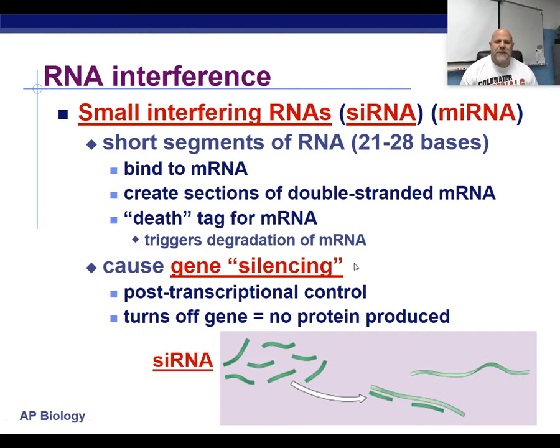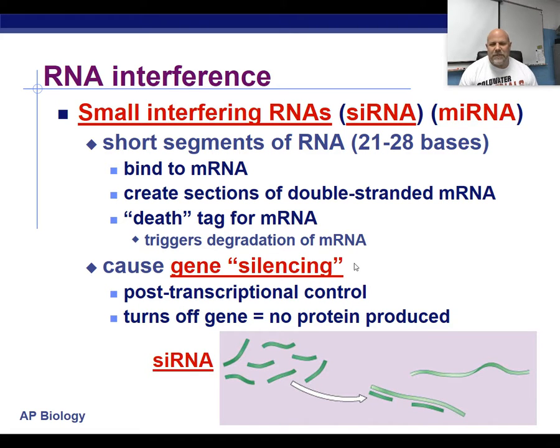Welcome to AP Biology. Today's presentation is going to be on eukaryotic control of gene expression outside of the nucleus. So one of the places where DNA expression gets controlled is by small interfering RNAs, also known as microRNAs.